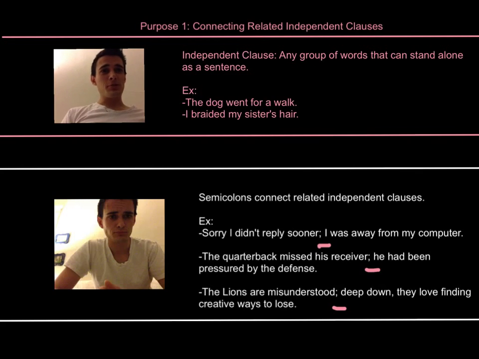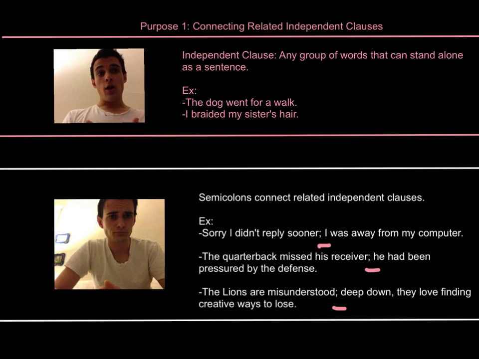The first major purpose of the semicolon is to connect two related independent clauses. But the first thing we need to do is figure out what an independent clause is. I've given you a couple examples. To the right here, an independent clause is any group of words that can stand alone as a sentence. Anything that could stand on its own as a sentence is an independent clause.